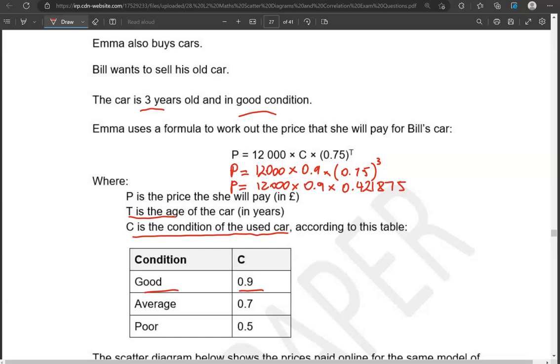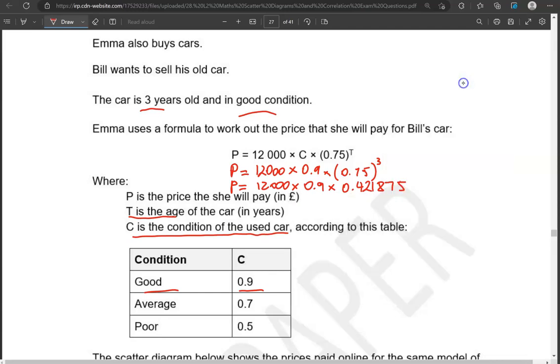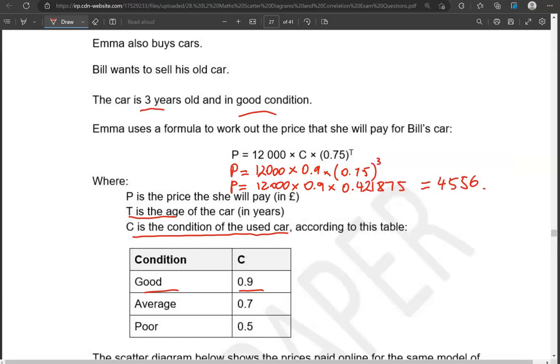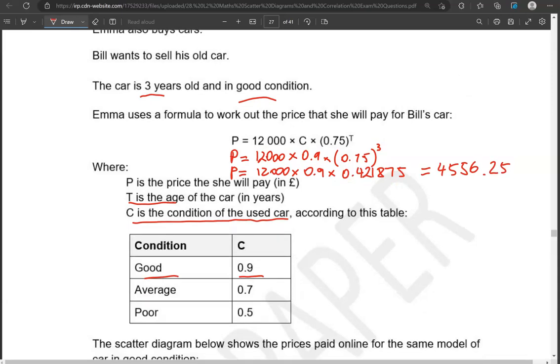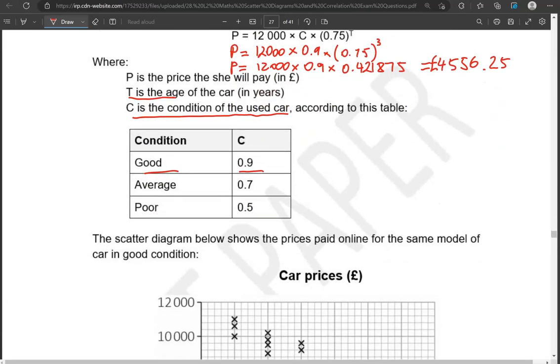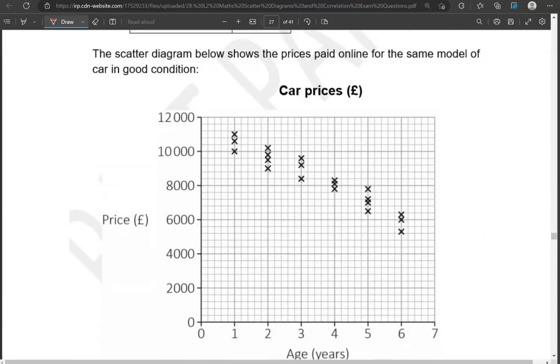Okay, now we can just multiply the three numbers. And that gives us £4,556 and 25 pence. Now we're going to compare this with the online price, which we're going to work out through the scatter diagram.